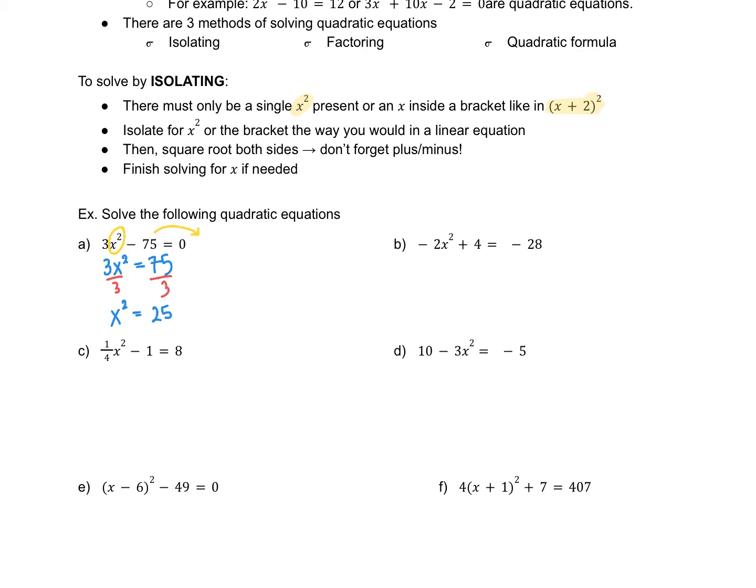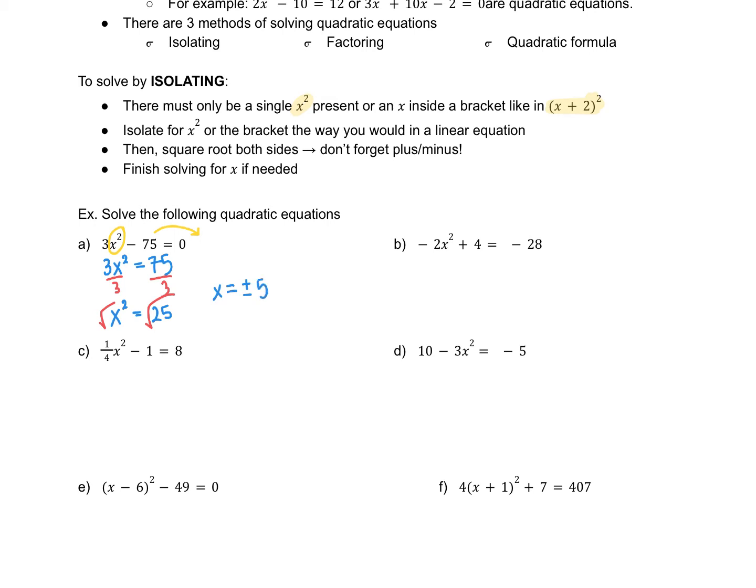And here you are almost there. We know x squared equals 25. We have to think about the opposite operation of an exponent of 2. And the opposite operation is to square root. So we square root both sides, and x is equal to plus or minus 5.